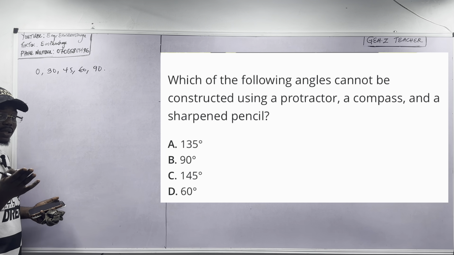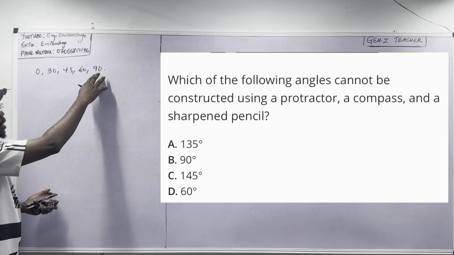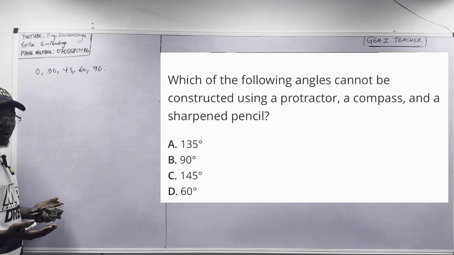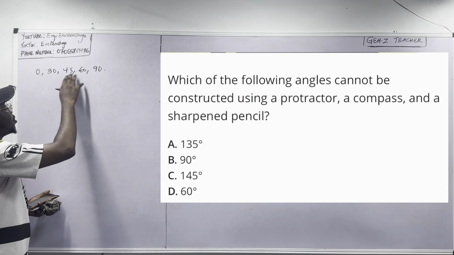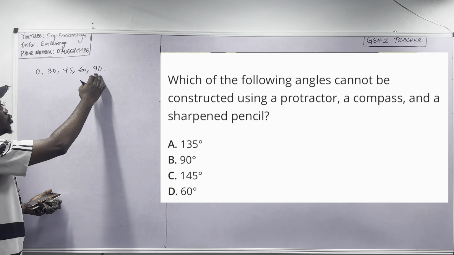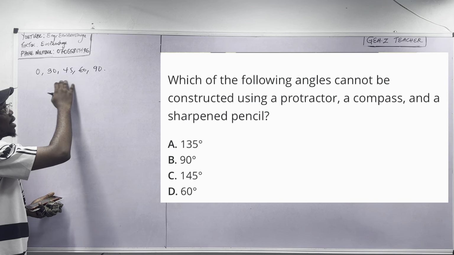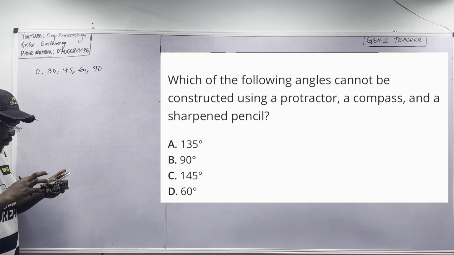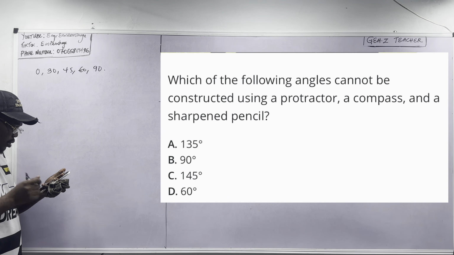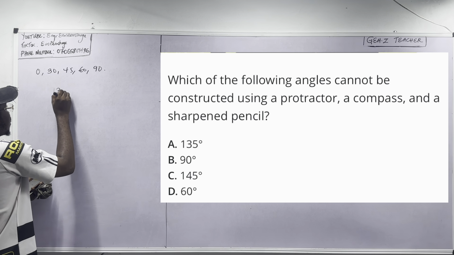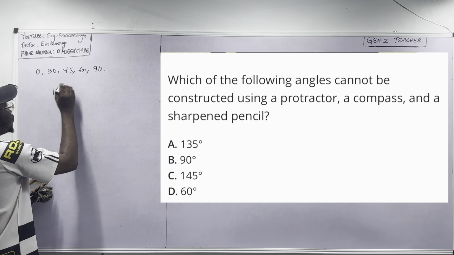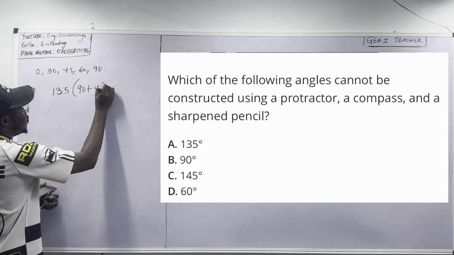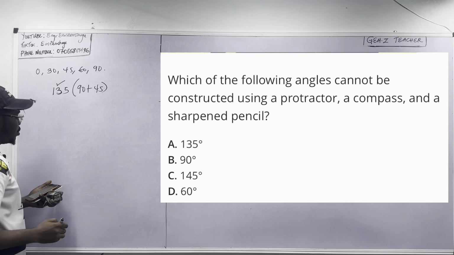We call that quadrant system. So for example, 90 plus 45 can give you 135. That's also a special angle. 90 plus 30, 120. So when you do your additions or multiples of these, the angles you get can be constructed. So from the options given, let's see the options. Option A is 135. Ideally, like I just told you, 90 plus 45 will give you 135. So this can be constructed.